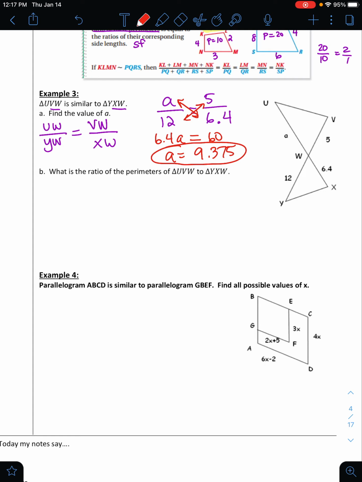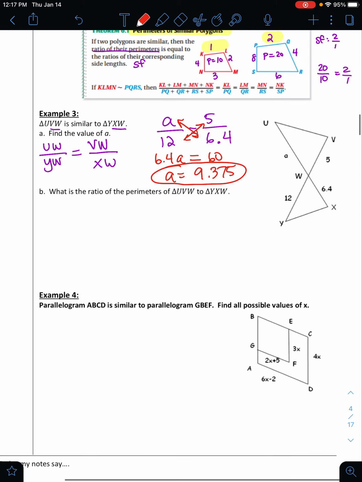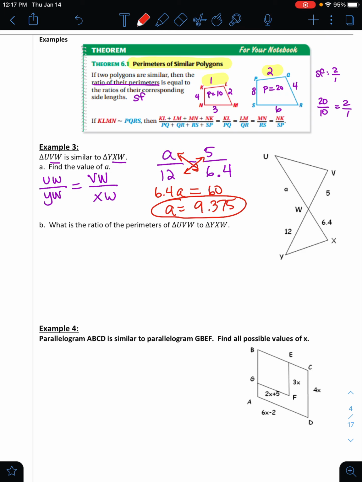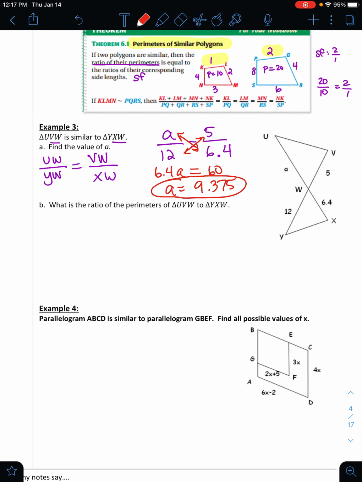So if you can write a proportion, then you can cross multiply. Cross multiplying is typically a pretty easy way to solve an equation. All right, letter B. What is the ratio of the perimeters of UVW to YXW? The ratio of the perimeters is the ratio of the corresponding sides right here. So it's basically the scale factor. So if I come back up here, I'm going to circle something in another color right here.